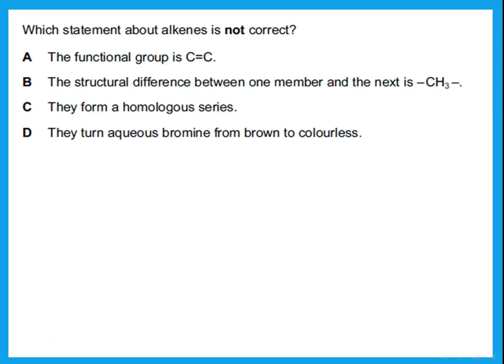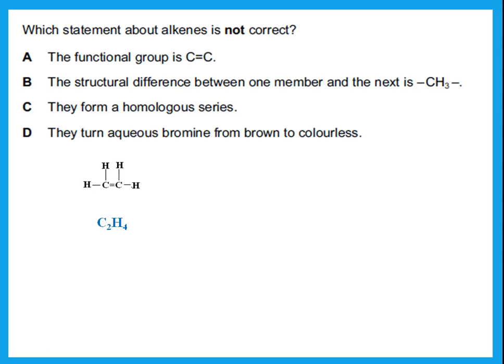Okay, which statement about alkenes is not correct? So which statement about alkenes is not correct? Which one did you choose? Remember again, sometimes these questions say which statement is correct or which statement is not correct. So he's saying which one is not correct. You should realize, okay, A says the functional group is C double bond C. Yes, an alkene should have C double bond C.